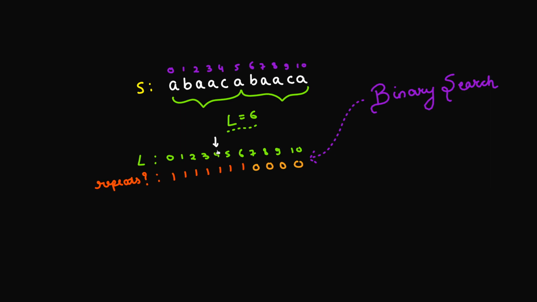Now, if the substring of length 4 repeats, then I know that I need to look on the right side, which is greater than 4. So maybe a string of length 5 might repeat, or maybe a string of length 6 might repeat. I don't know, I'll have to check that. But definitely all the substrings of length 3, 2, 1, 0 will repeat. Why? Because a substring of length 4 will repeat. Okay, so this is the standard question where you can just apply binary search and you can find the answer.